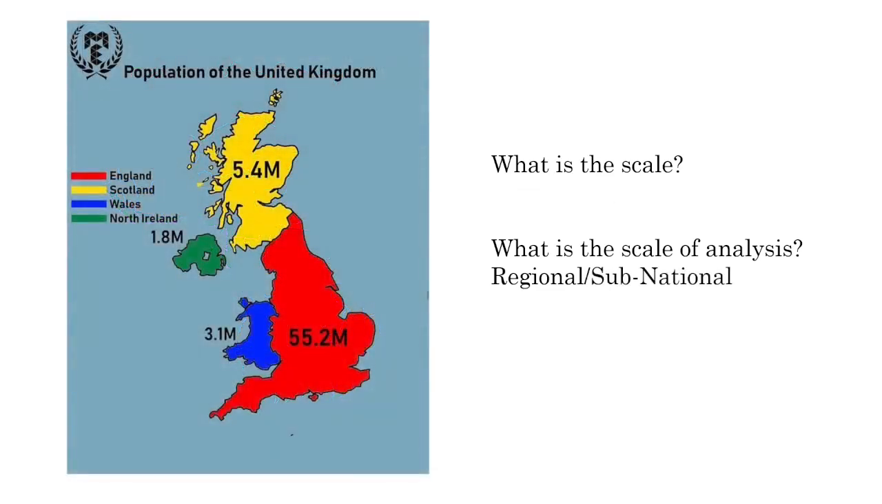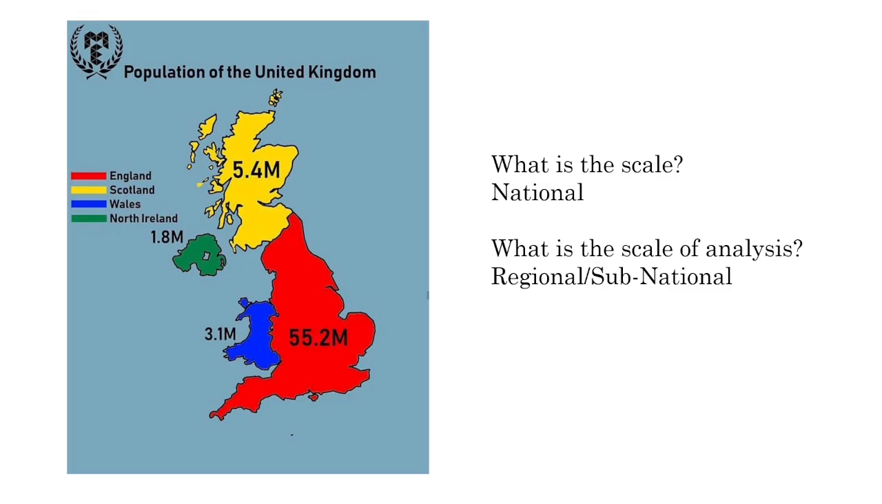All right, here we're looking at a map of the United Kingdom. We're looking at different areas within the United Kingdom. So the scale is national because the United Kingdom is a country, and then the scale of analysis here is regional and subnational, whichever one works for you. I would say on the AP exam, subnational would probably be the best answer on an FRQ, but on the MCQ, they would probably say regional. So that's why I put both here.